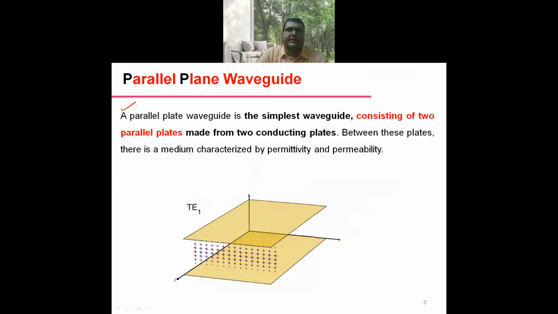A parallel plane waveguide is the simplest waveguide, consisting of two parallel plates made from two conducting plates. Between these plates, there is a medium characterized by permittivity and permeability. It is a parallel plane waveguide, plane 1, plane 2. These two planes are separated by distance a along the x-axis. Assume the electromagnetic wave is traveling along the z-axis.